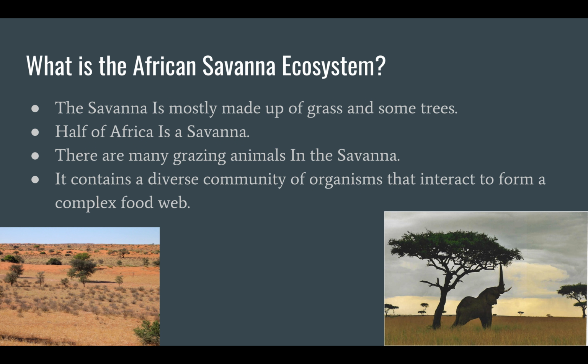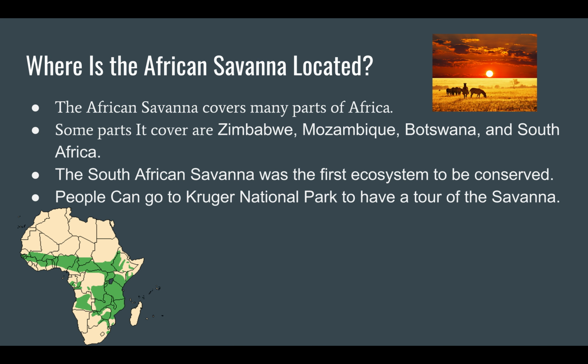There are many grazing animals in the savanna, which I'll talk about later in my PowerPoint. It contains a diverse community of organisms that interact to form a complex food web, which I found really interesting. And the latitude is 15 north and 30 degrees south, which I found interesting while doing my research.